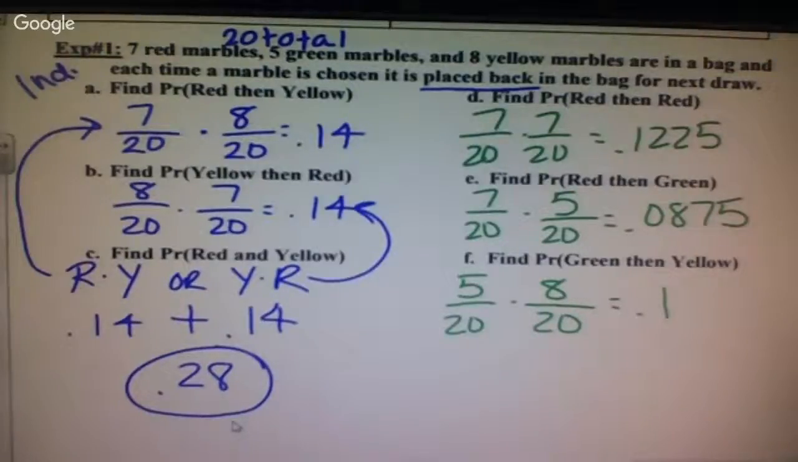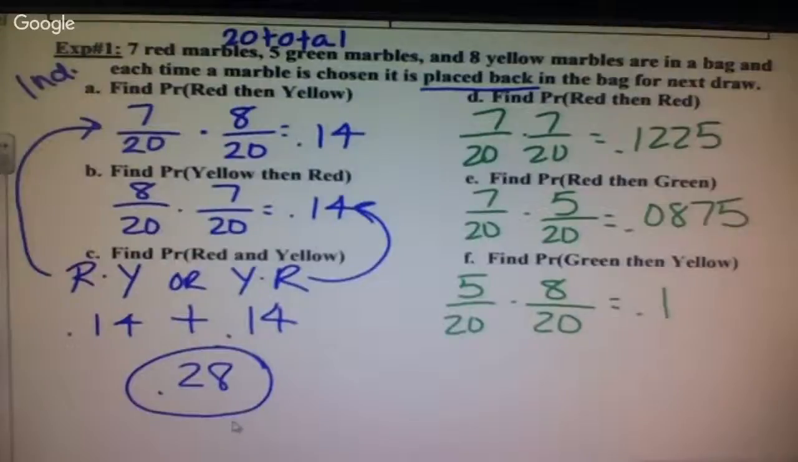Check your answer. Again, because these are independent, my numbers don't change. Because I'm picking a red and then putting it back and then picking another one, it's the same probability for D. For E, I'm picking a red then a green.